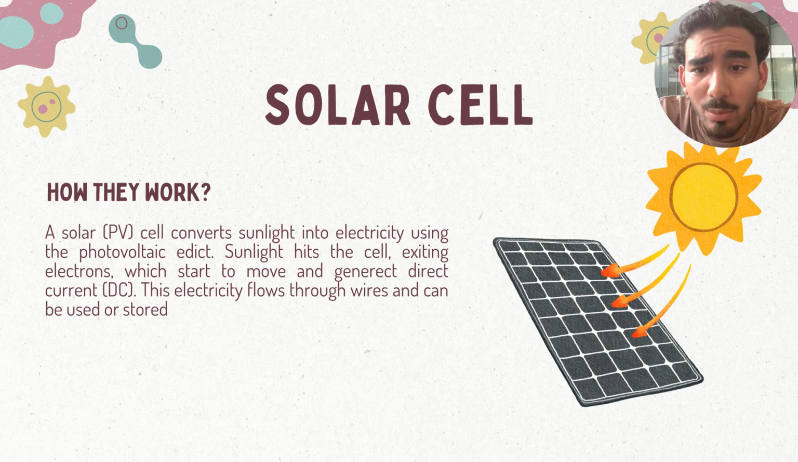Solar cell. How do they work? A solar cell or photovoltaic cell converts sunlight into electricity using the photovoltaic effect. Sunlight hits the cell, exciting electrons, which start to move and generate direct current. This electricity flows through wires and can be used or stored.